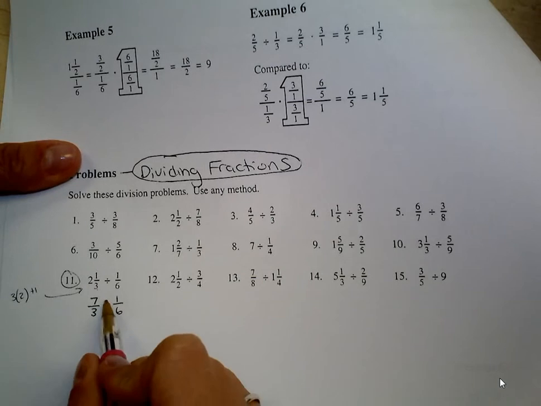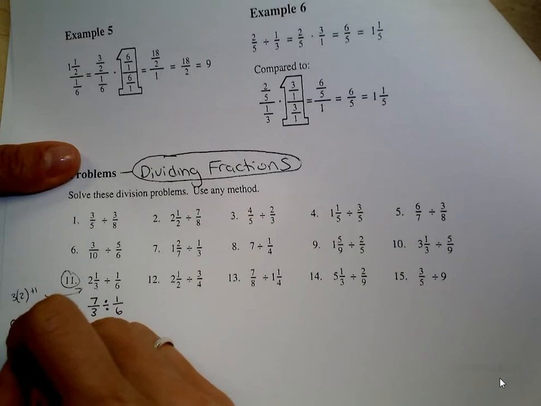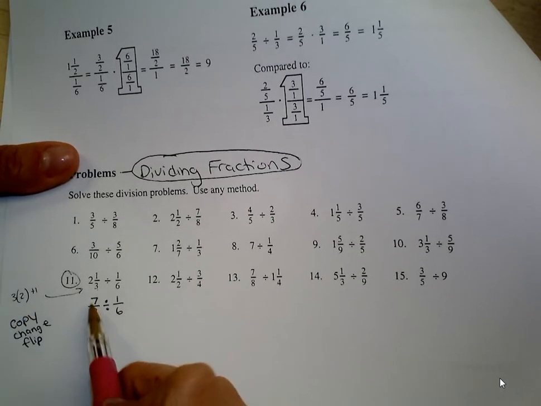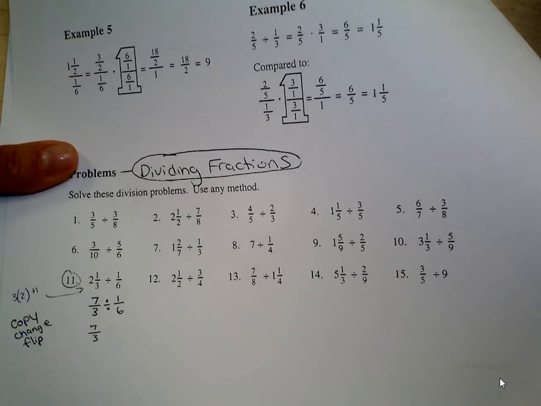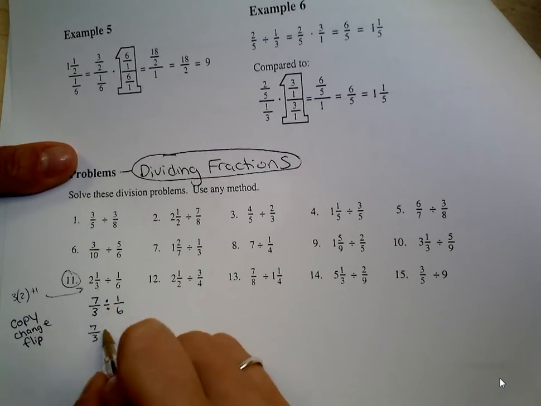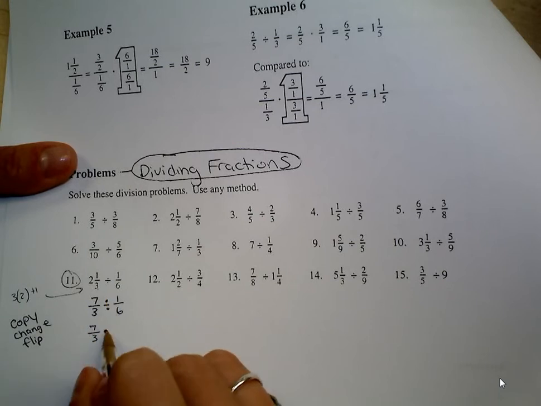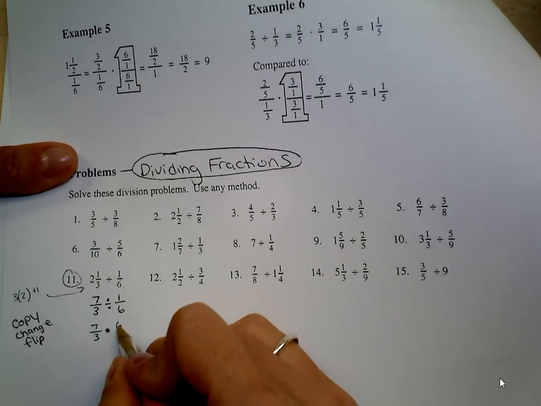Whenever we see divided, when we're dividing fractions like this, I say copy, change, flip. So we take our first fraction, and I'm going to copy it exactly like it was here. So 7 over 3, that stays the same. I'm going to change the sign. So this is division. The opposite of division, or the inverse operation I should say, is multiplication. So I copied this fraction, I changed the sign, and now I'm going to flip this fraction. So this is going to become 6 over 1.